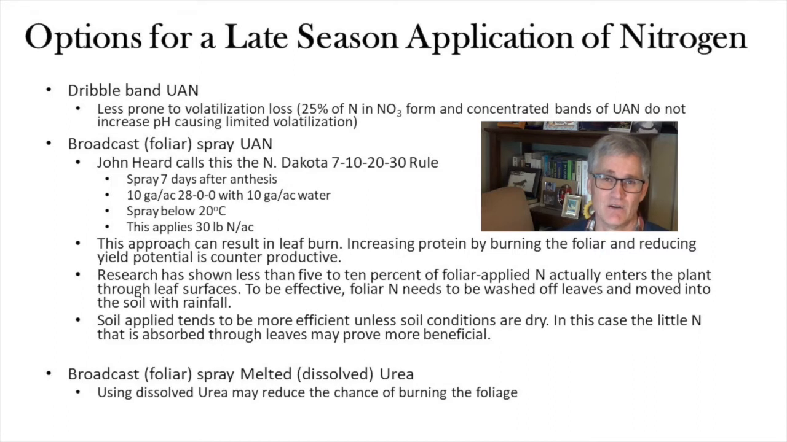This approach can result in leaf burn though, and if you're increasing your protein by decreasing your yield, that's counterproductive. Research has shown that most of the foliar applied nitrogen anyway is actually coming up through the roots. Only 5 to 10% of it is actually entering through the leaf. What needs to happen is for the nitrogen to be washed off the leaves into the soil and then taken up through the plant roots. If soil conditions are dry, I guess there is some benefit to the foliar application because some of that nitrogen will at least end up in the plant. Broadcast applications of melted urea might be an option because we've seen that they burn the leaves to a lesser extent than UAN.